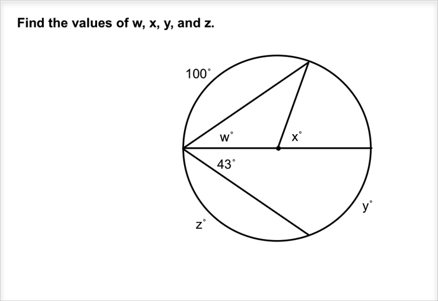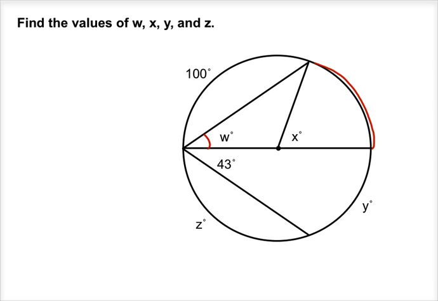Find the values of W, X, Y, and Z. All right, let's see. If I want to find angle W, I know that it's going to be half of the intercepted arc, which is out here. So how big is that arc?